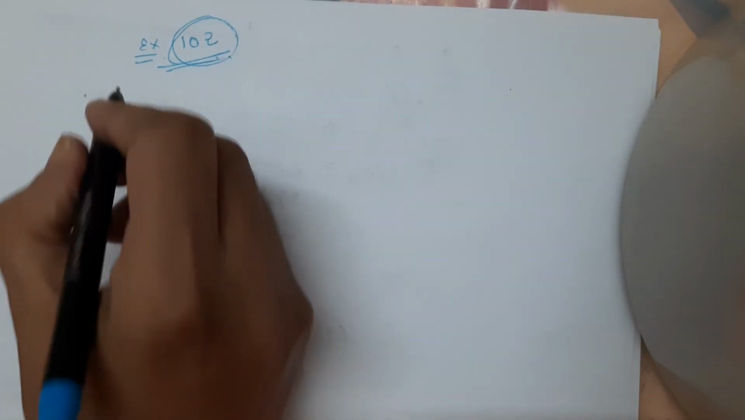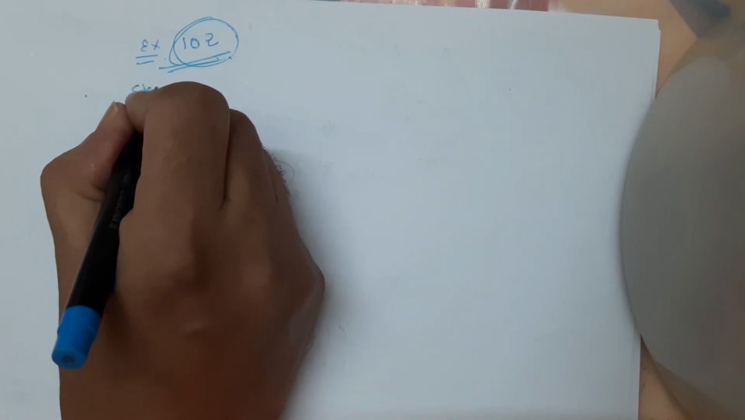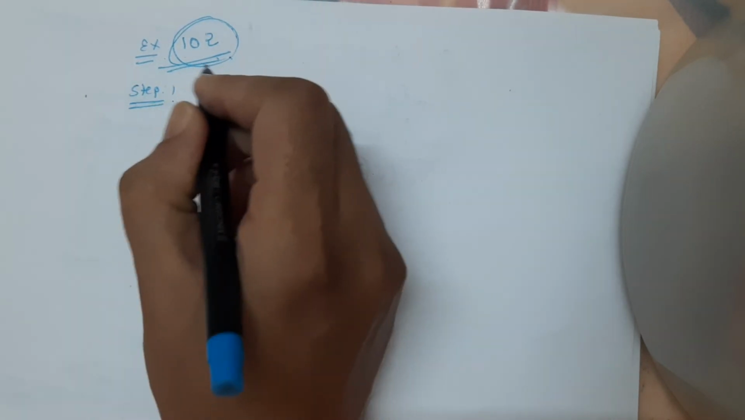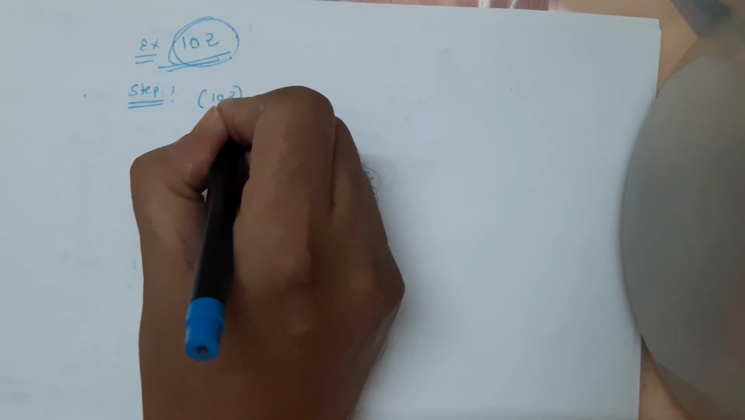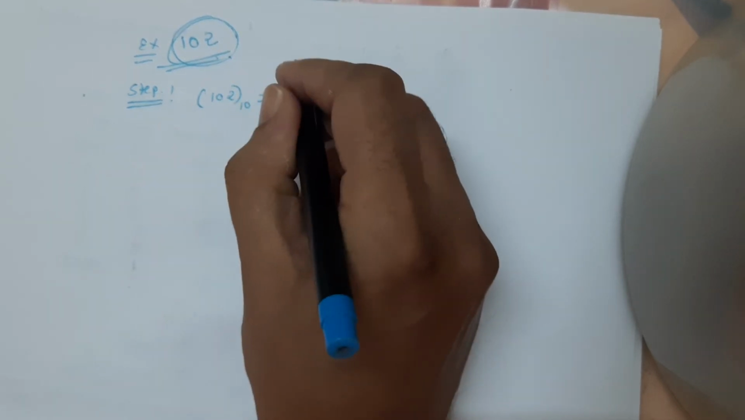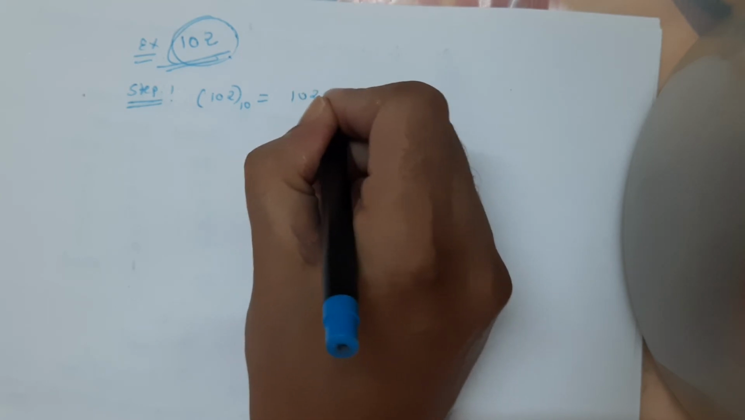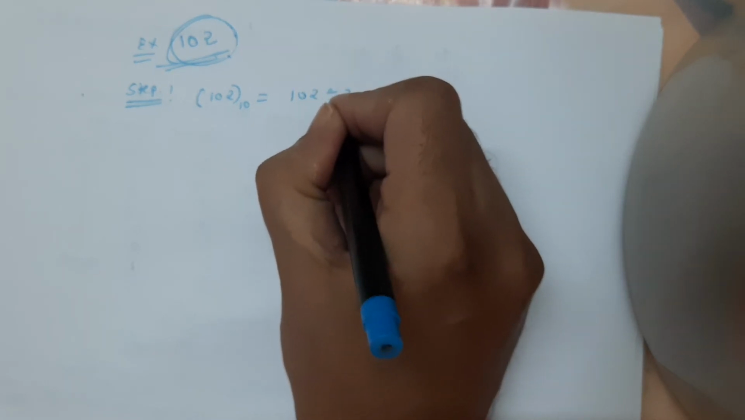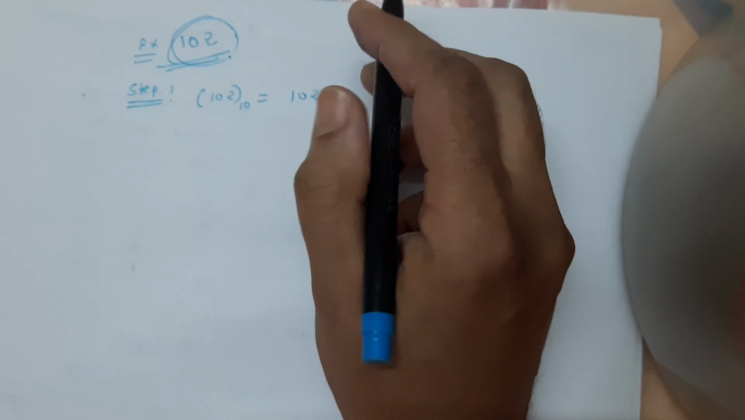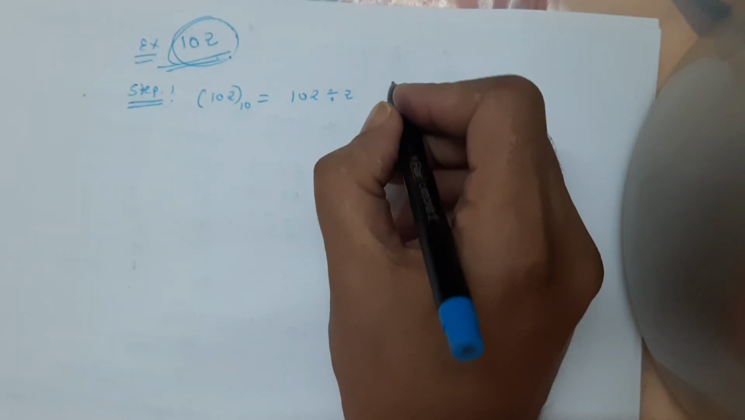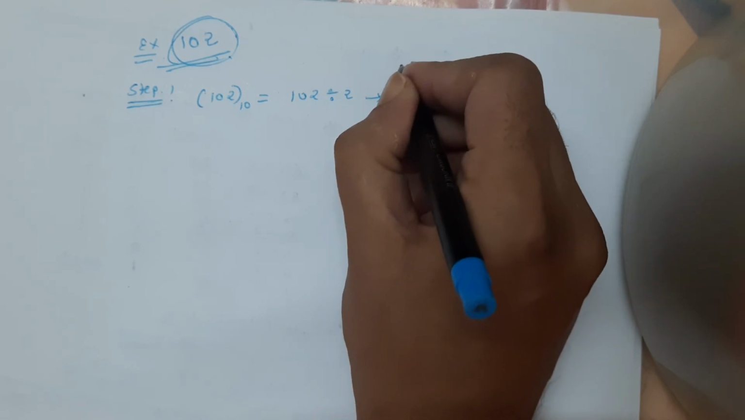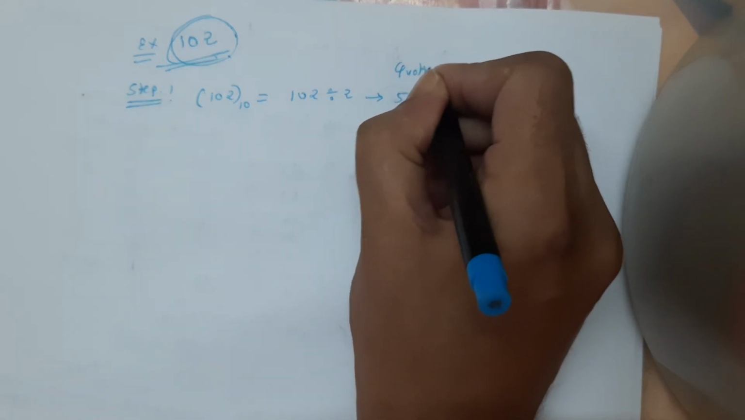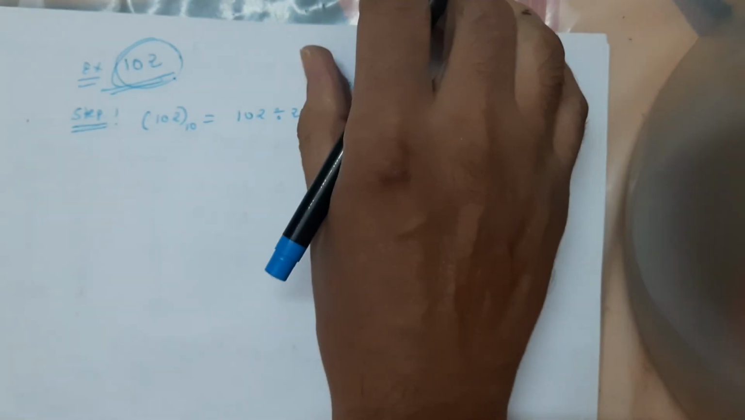This is your number, right? So first of all, step 1, find the binary number. So 102 decimal is equal to 102 divided by 2, that means 51. This is your quotient and this is your remainder.